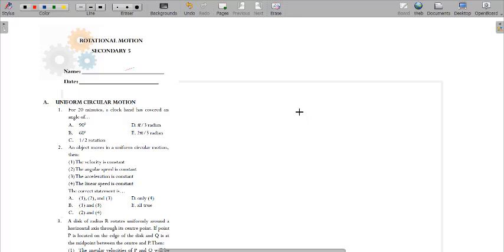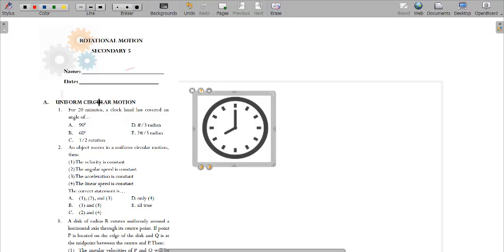Right, Bismillah. The first one is part A, uniform circular motion. Circular motion or rotational motion, the same meaning. Okay, for number 1, for 20 minutes, a clock hand has covered an angle of... Check, for 20 minutes it's like 5, 10, 15, 20 minutes, correct? So it will be starting from here until here, okay?